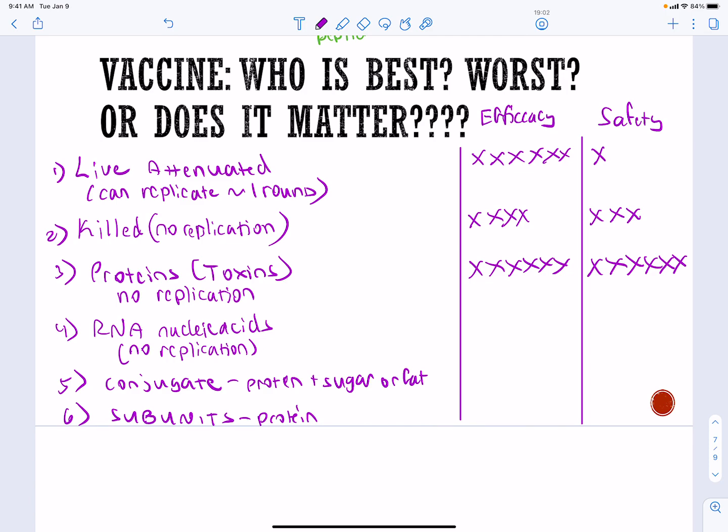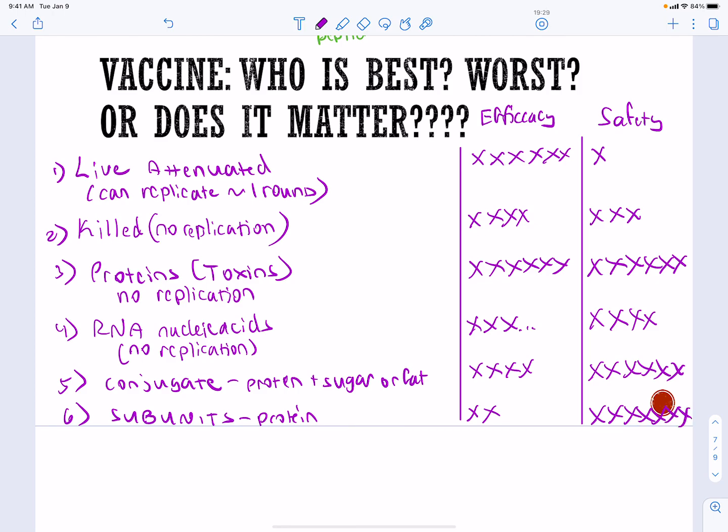Nucleic acids, we'll see where this goes. I'll put it here, not sure. And safety, they are relatively safe. They have side effects, but they're relatively safe. So I'll give it 4. Conjugate vaccines, efficacy, they are very good at capsids, and they are very safe. Subunit vaccines are very weak, but they are the most safe. So you never have diseases associated with protein vaccines.